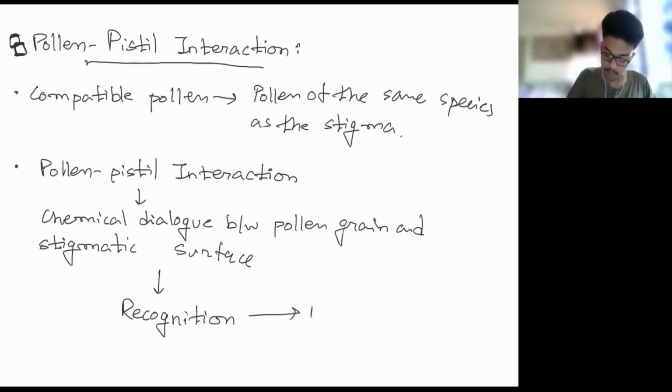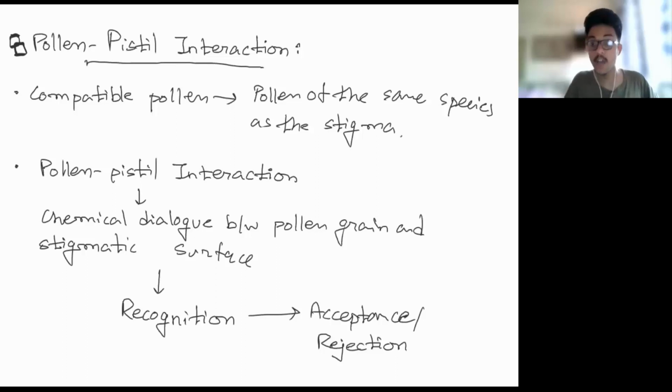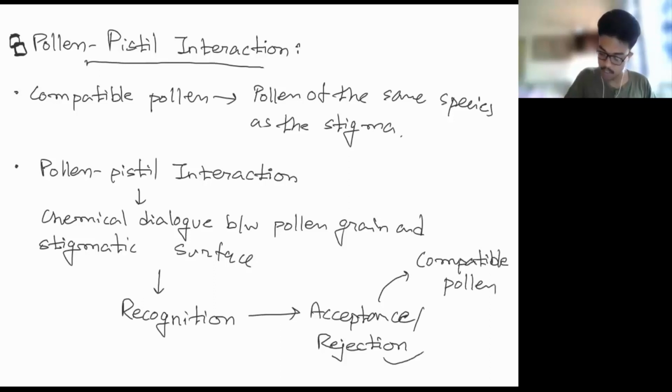It's followed by acceptance or rejection. The cases in which it can be rejected: if it's a pollen of a very different species, then it can be rejected. Or if the stigmatic surface is self-incompatible, then the self pollens are also going to be rejected. In other cases when the pollen is compatible, there is going to be acceptance. So compatible pollens are going to be accepted, and incompatible pollens are going to be rejected.